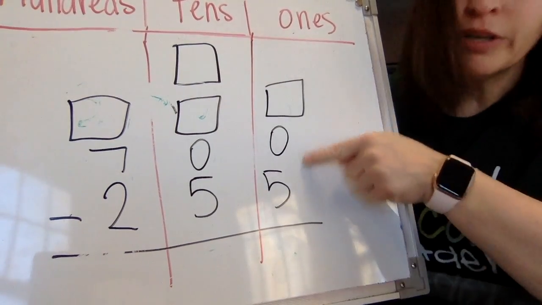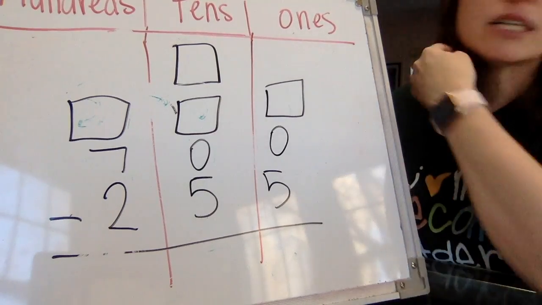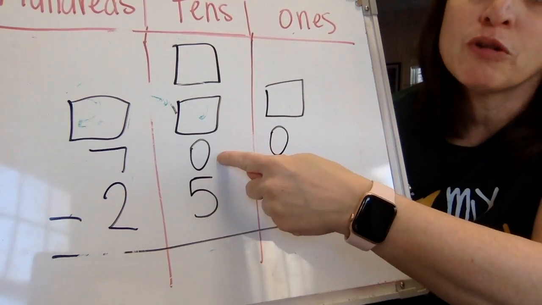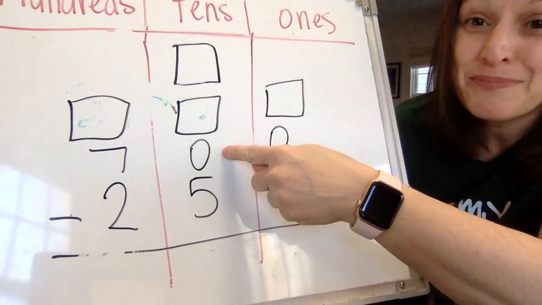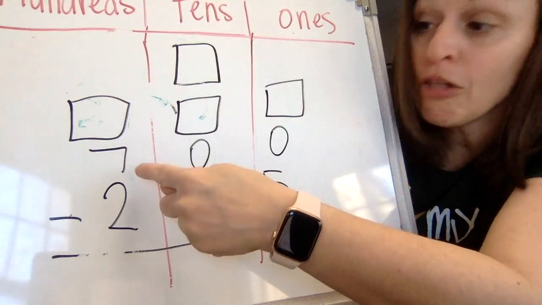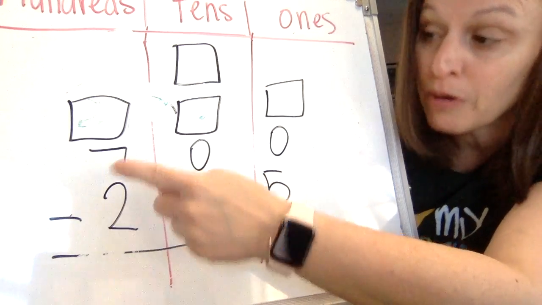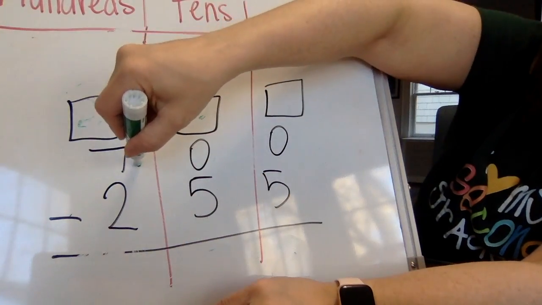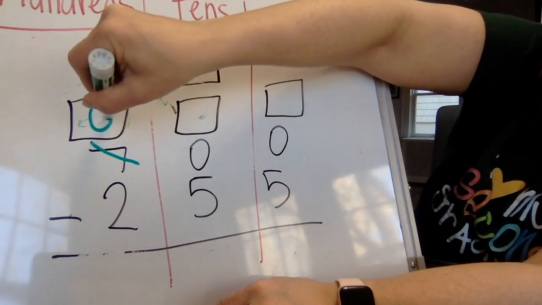So I don't know how to do 0 minus 5 yet, so I need to come over to my tens to borrow one of the tens to bring it over. But the tens is already a 0, so there's nothing there, which means I have to go all the way over to the hundreds column to borrow 1 from there. So I'm going to cross off that 700, and I'm going to make it a 600.